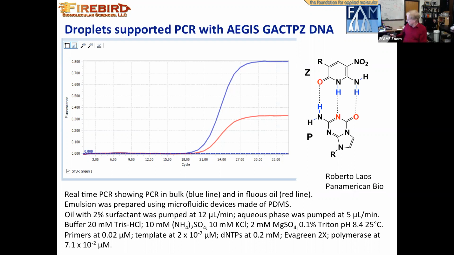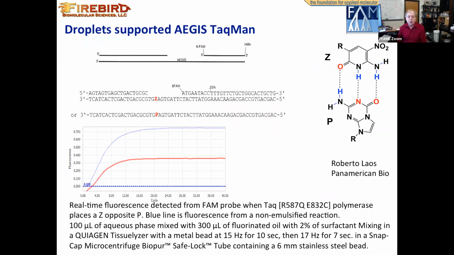Here, the two-phase system has the fluorinated oil outside, a fluorinated surfactant as the membrane, quote unquote, and of course water inside. So it's also true with TaqMan. This is actually also a 6-letter TaqMan. This is one of our assays that we use to show that polymerases work. There again is Z and P, and there's Roberto who did this work.